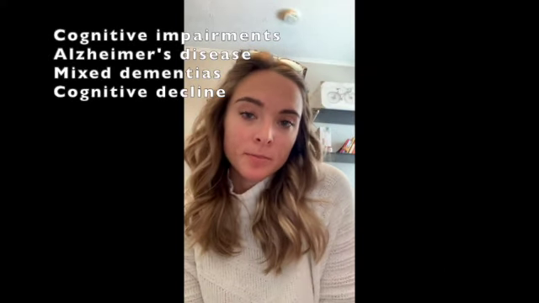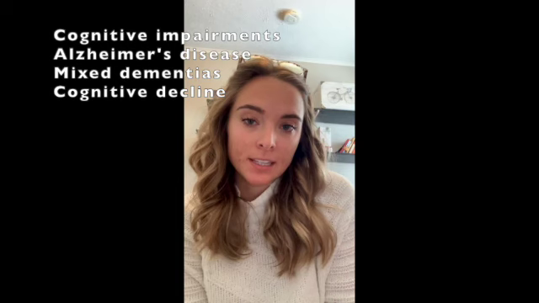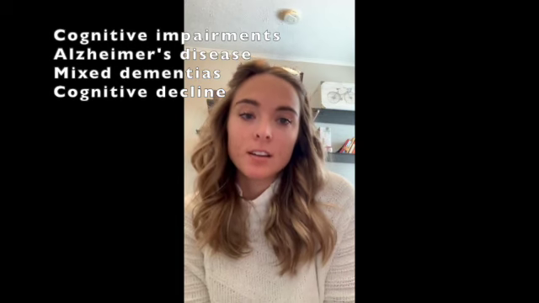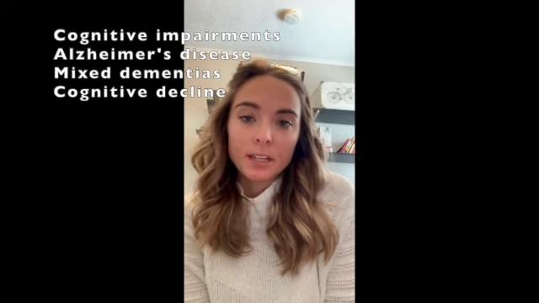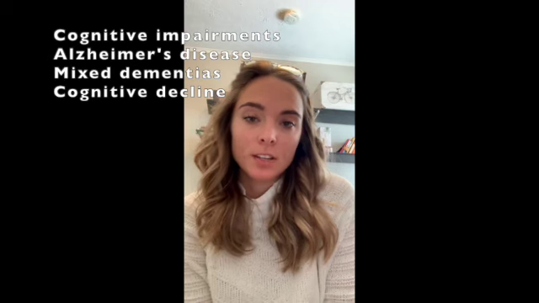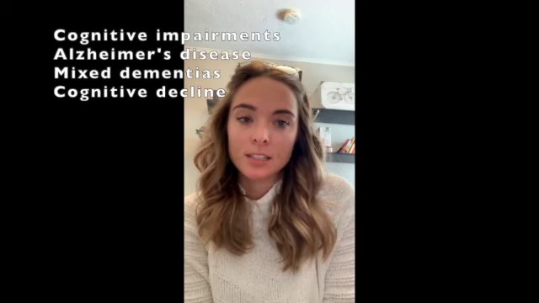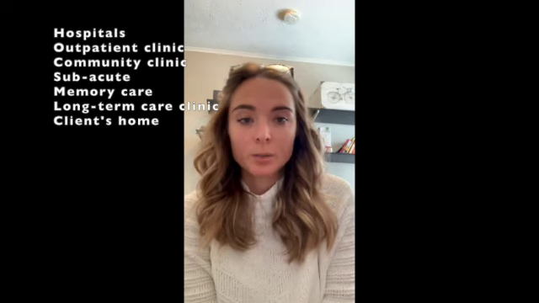CPT was developed for older adults with cognitive deficits such as Alzheimer's disease, vascular dementia, mixed dementias, or cognitive decline secondary to Parkinson's disease. Settings used to administer the CPT include hospitals, outpatient and community clinics, subacute, memory care, and long-term care facilities, as well as in the client's home.